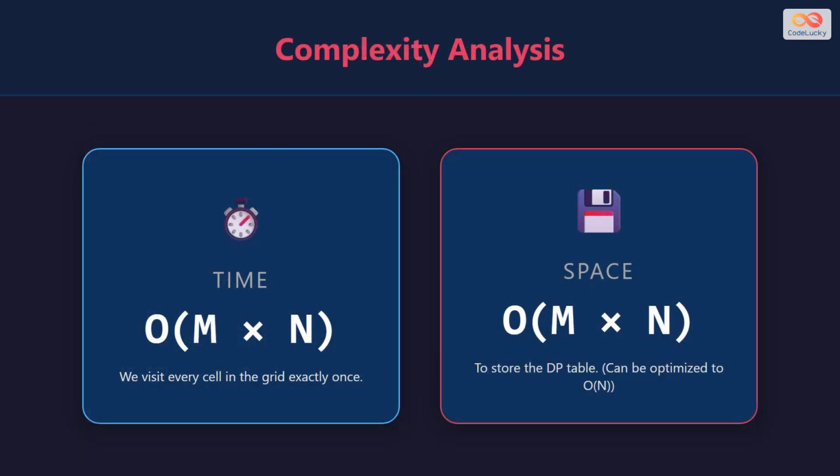Let's talk about efficiency. The time complexity is O(m×n), where m and n are the lengths of the two strings, because we visit every cell in our grid once. The space complexity is also O(m×n) to store the table, though this can be optimized if needed.